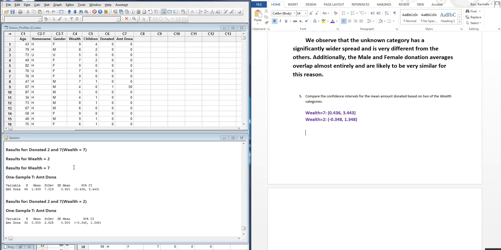I'm looking right here at the standard error for the mean. The spread is much larger than that by almost double. So there's that. I also have a much larger sample size for the wealth category 7 than I do wealth category 2, and that might be contributing to how different these are from each other. So a couple things to say. Since they overlap, they may be the same on average.